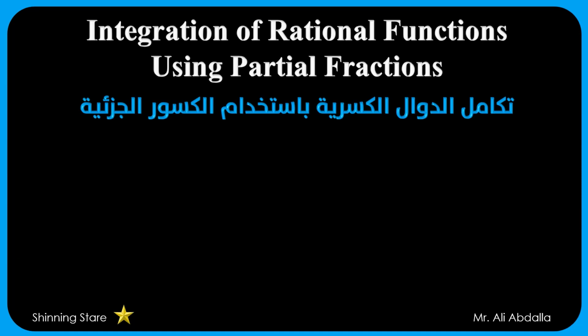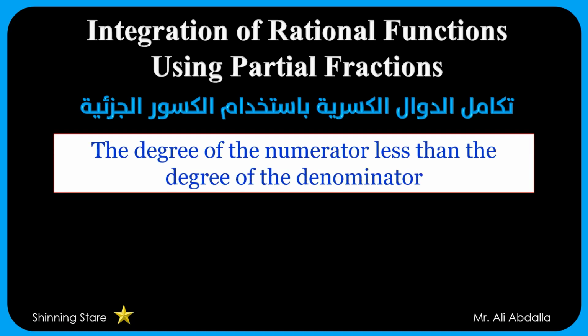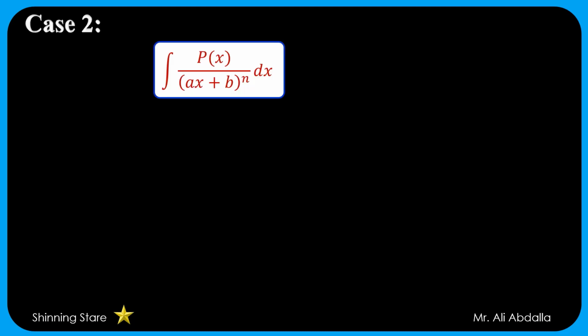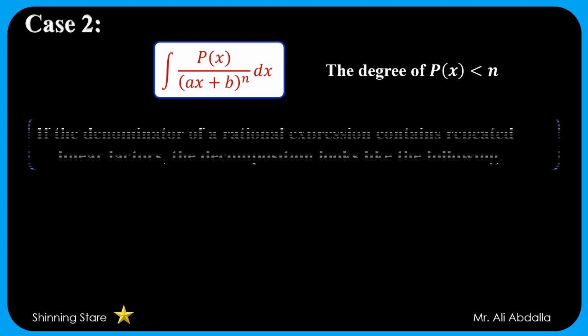Today we will talk about integration of rational function using partial fraction. The degree of the numerator is less than the degree of the denominator. Case 2: if the factors of the denominator contain repeated linear factors. If we have an integral like this, the integral of p of x over (ax plus b) all to the power n with respect to x, and the degree of p of x is less than n.